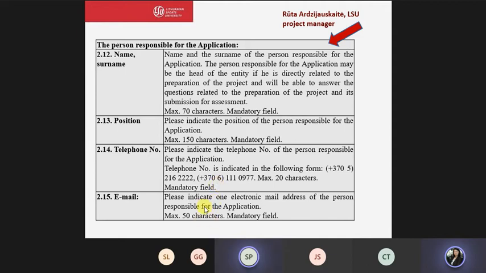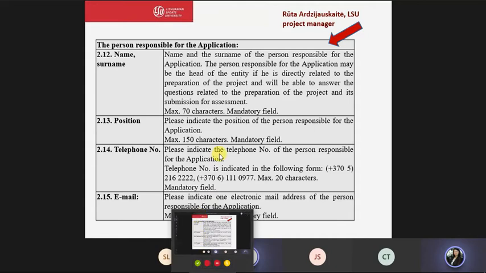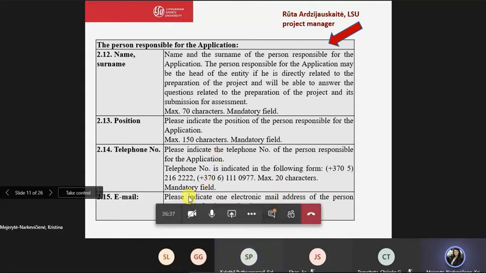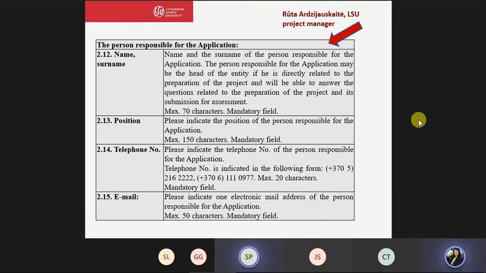Now in Teams I'm sharing the slides, and in those slides it's written Ruta Ardzijauskaitė, and in the e-learning Moodle system you will find the application form and the same slides that I'm showing now. Next to the application form you should find the slides. I already uploaded them. Okay, so these are the same slides.